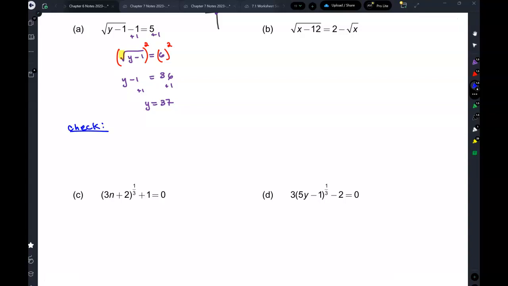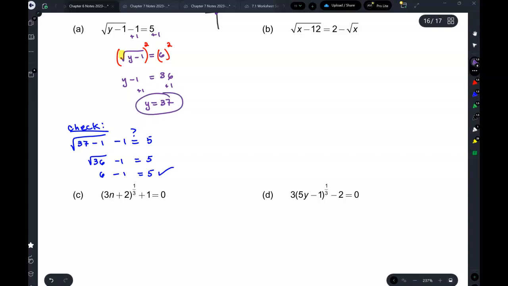To check, you can plug it into any step before you did the initial squaring. So for example, you can plug it into the original, or you can plug it here before you square. Why don't we try the original? In the original, I put in the square root of 37 minus 1, minus 1. Is this equal to 5? So here I have root 36 minus 1. This is 6 minus 1. That is equal to 5. So this answer is okay.